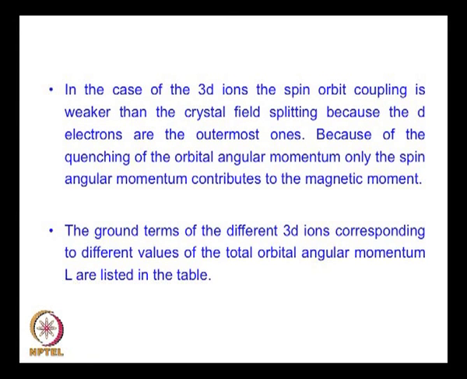Therefore, the only angular momentum which contributes to magnetism is the spin angular momentum. So, it is spin only magnetism. So, the g factor is that of the pure spin value, close to 2, and the corresponding magnetic moment is 2 [s(s+1)] to the power half, where s is the spin angular momentum. So, with this prescription, let us look at the ions in the 3d shell.